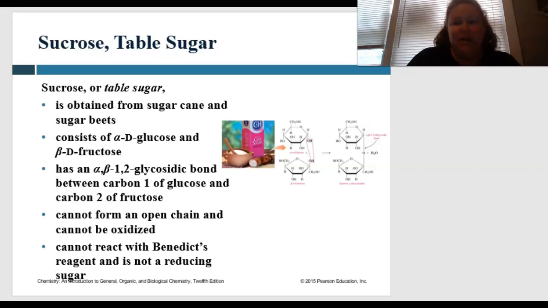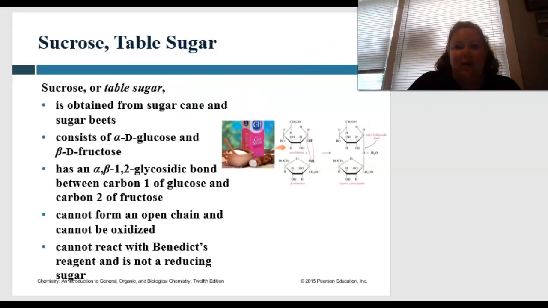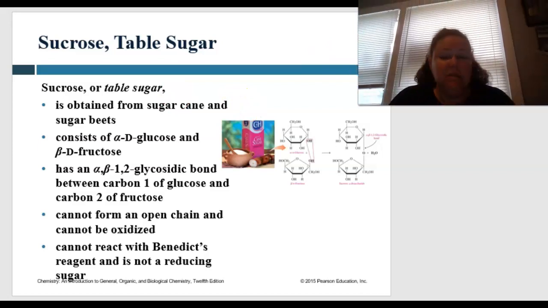This is table sugar. So it's obtained from sugar cane and sugar beets. Now, I live in Michigan, and Michigan raises a lot of sugar beets. Pioneer Sugar is based, I think, in Battle Creek, Michigan, right? So there's a ton of sugar, and I'm partial to sugar beets. But down south, you're going to have more sugarcane sugar.